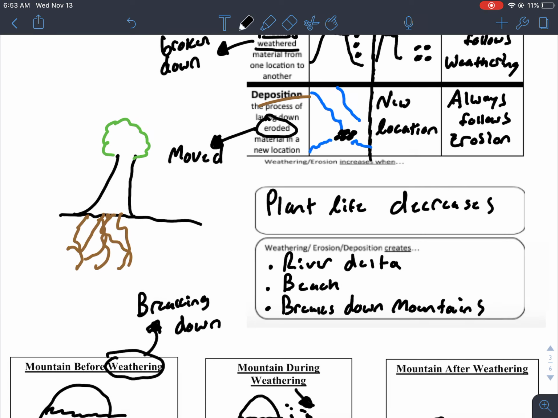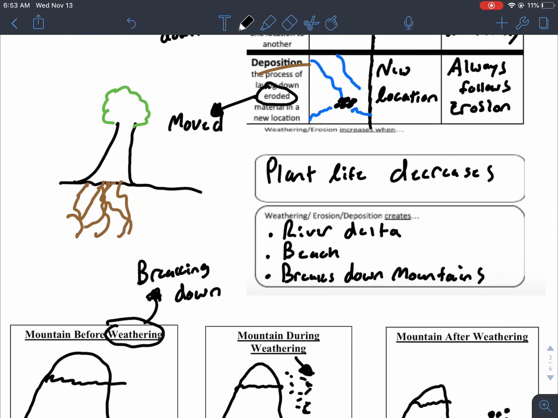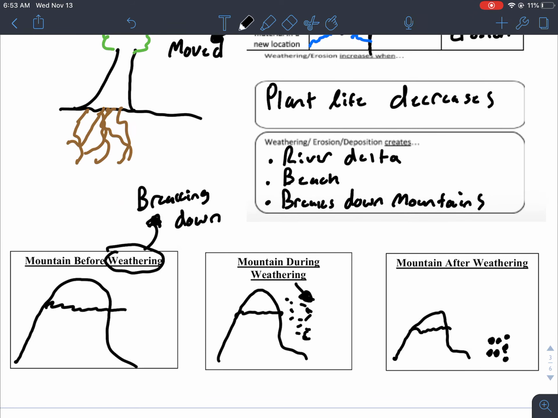When plants die, there's more and more weathering and erosion because there's nothing to hold it in place. The plant roots used to hold it in place. Now those are gone. Things are just going to start flying all over the place. Weathering, erosion, and deposition create river deltas and beaches as well as they break down mountains. And we noticed here that our mountain got smaller as it got weathered.